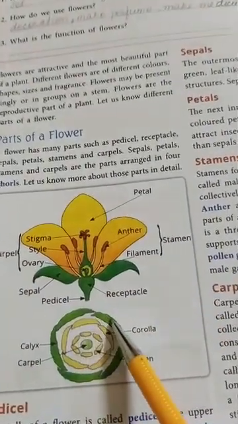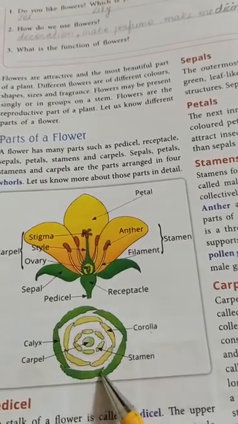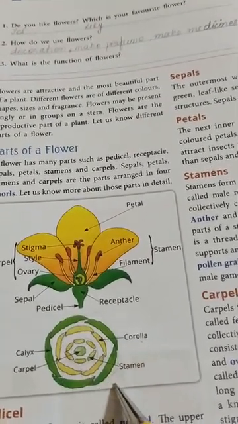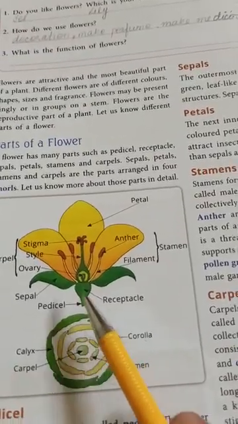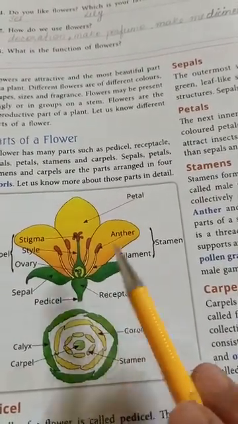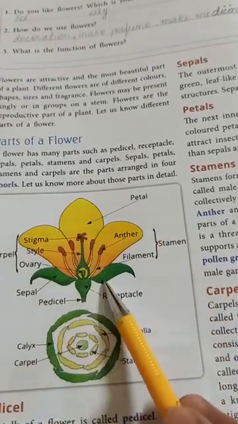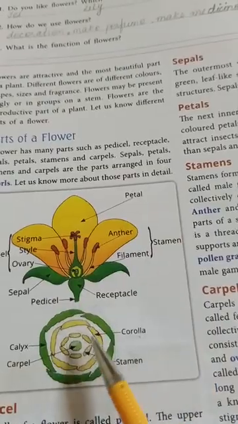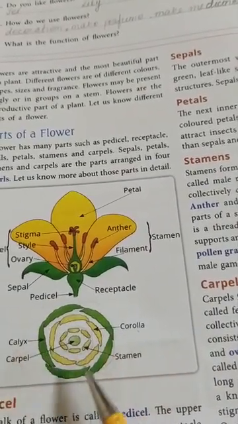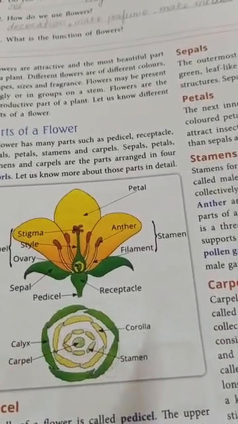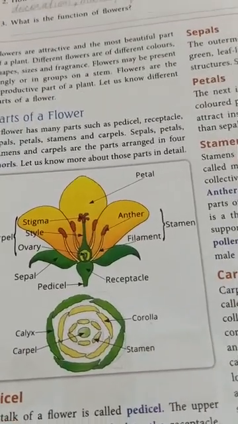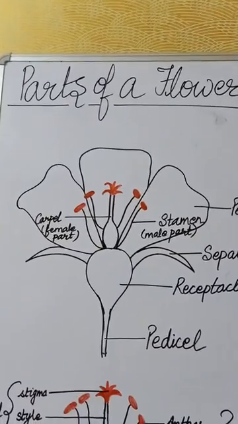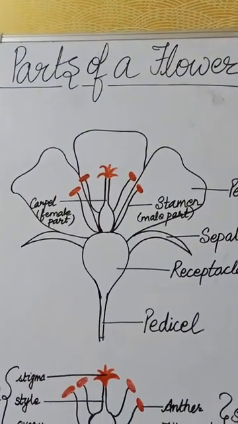And then the last circular pattern is of calyx. And what is calyx? Sepals together are called calyx. The green part is called a sepal, and when we call them all together, it is called calyx. All right, now let us see. I will show you the diagram. Now over here you can see, children, parts of a flower.